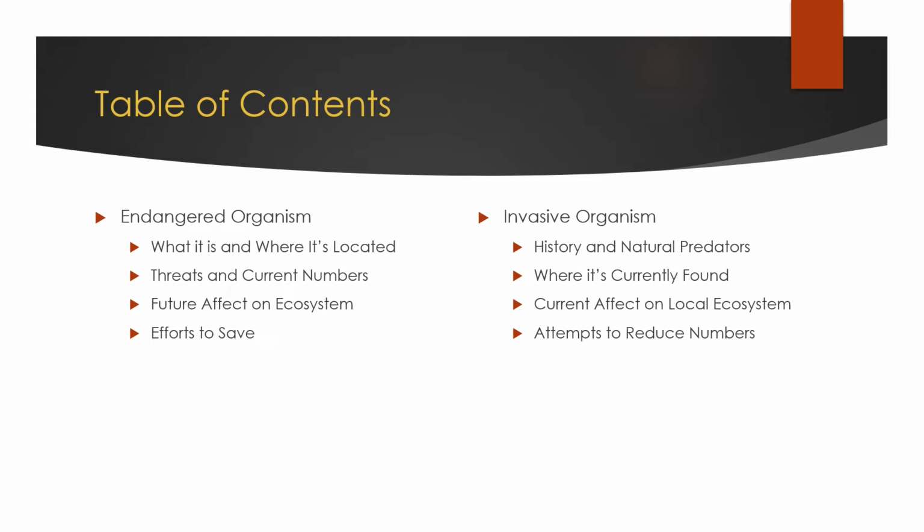So this is my table of contents, and this will be some of the information I'll be sharing with you. Starting off, I will be talking about an endangered organism: what it is and where it is currently, what the threats for it are, what the current numbers are, how its extinction will affect the ecosystem, and the current efforts to save its population. And then for my invasive organism, I'll tell you about the history and natural predators found in its native home, where it is currently found, how that is currently impacting the local ecosystem, and attempts to reduce their population.